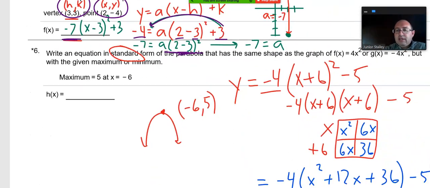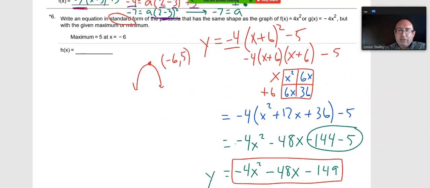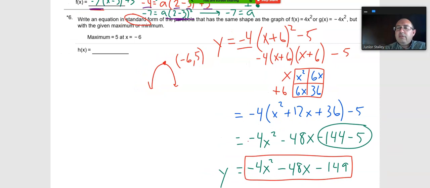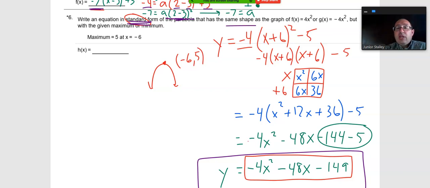Question 6 is a little more difficult. Not terribly difficult. It's more algebra than anything else. More of your Algebra 1 days. Write an equation in standard form. Oh, standard form like y equals ax squared plus bx plus c. Right, like that. Of the parabola that has the same shape. So it's got to have either a positive 4 for a or a negative 4 for a. One of those two.